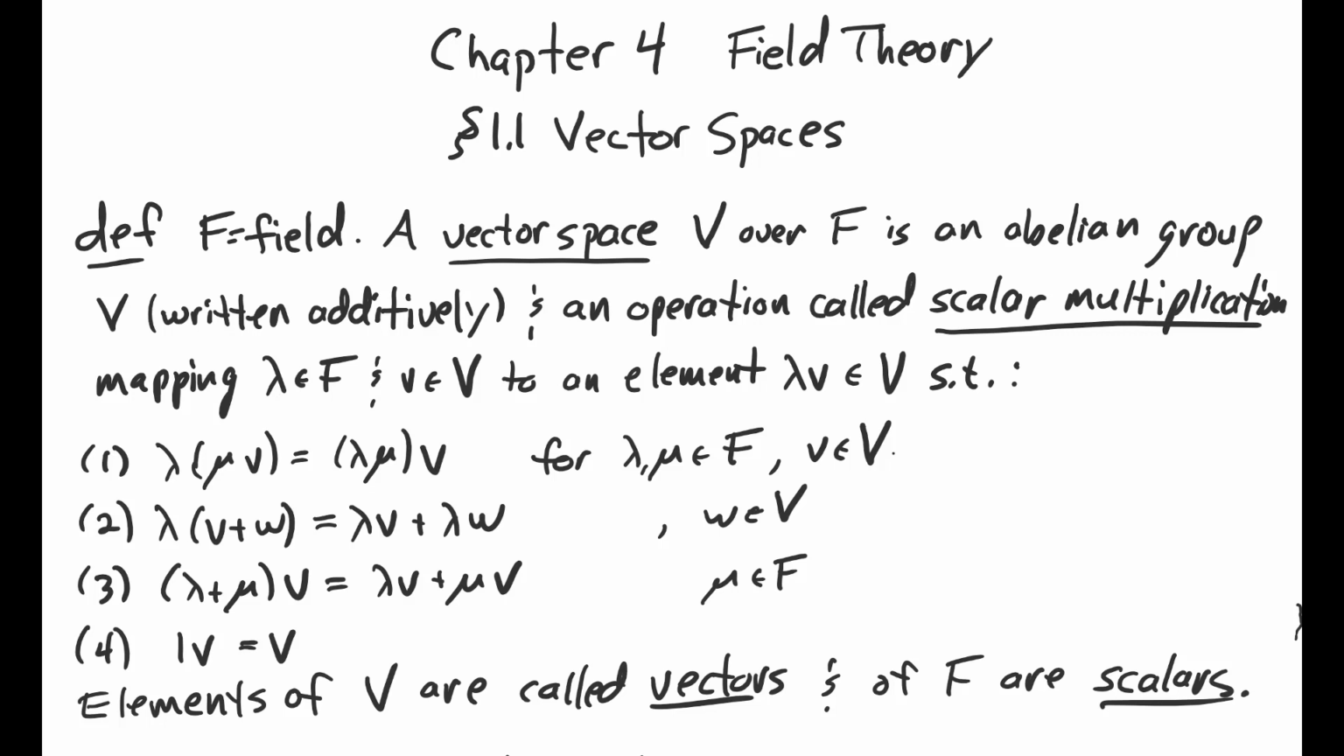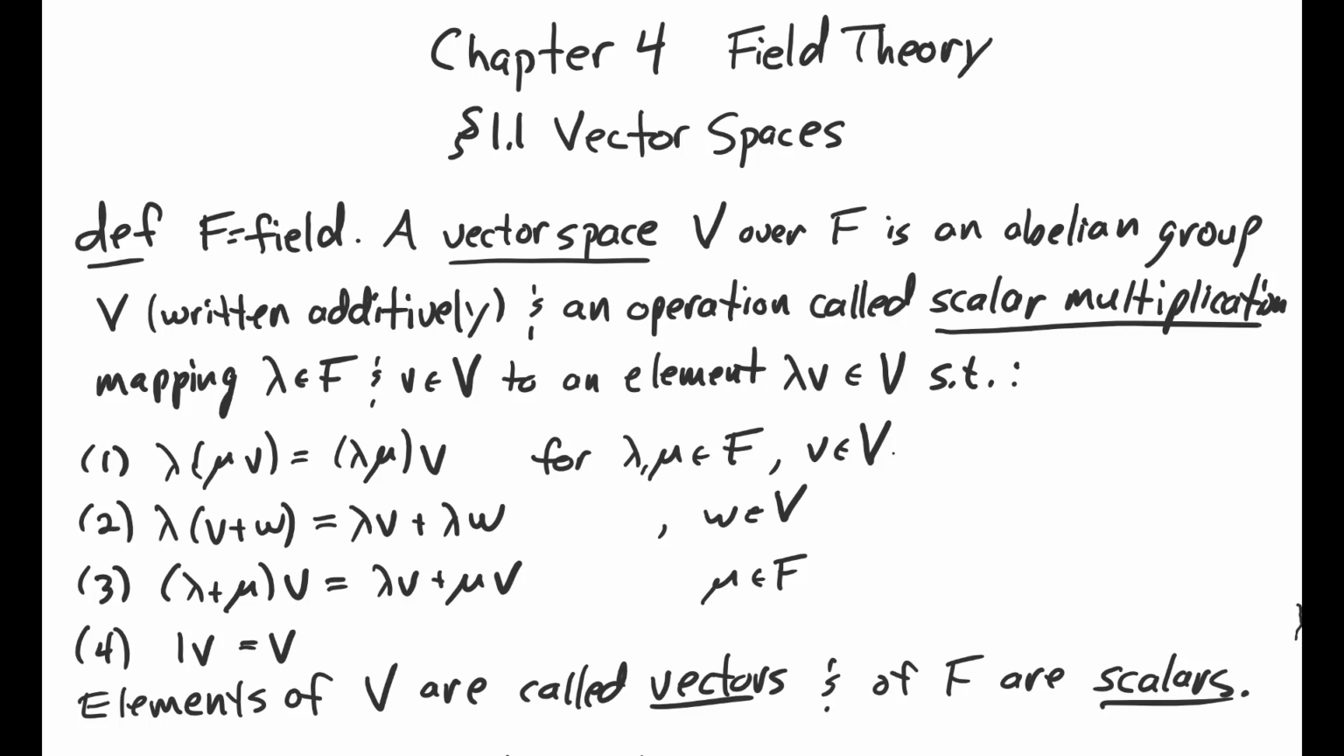And then it gives you another vector. So if you start with lambda in the field and V a vector, then we write lambda V for that element in V, called scalar multiplication. It's in general just any function from F cross V into V, but we write it as just lambda V instead of some function of lambda and V. Of course, it has to satisfy properties that you'd expect.